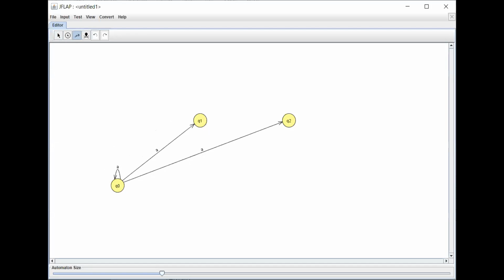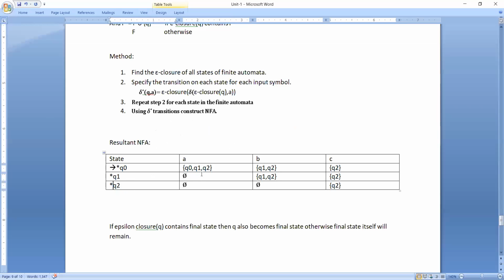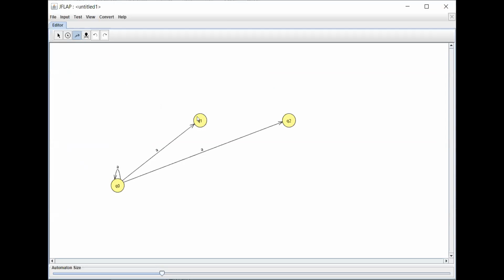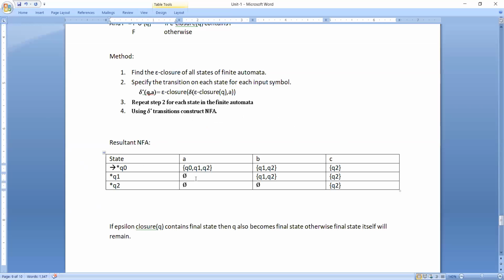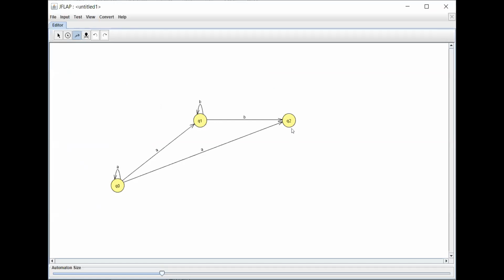Then the second one, just have a look at our table. Q1 on A will be phi, so we don't have any transition. Q1 on B will be Q1 and Q2. Then the last one: Q2 on A will be phi, Q2 on B will be phi, Q2 on C will be Q2 itself, going to the same state.